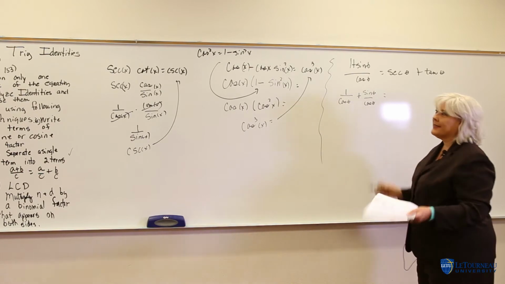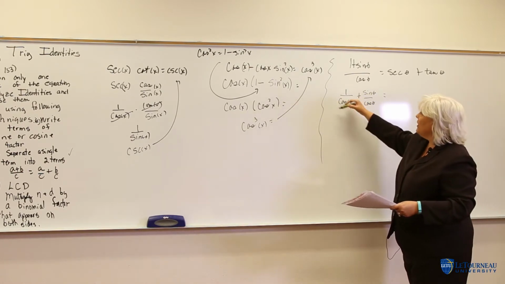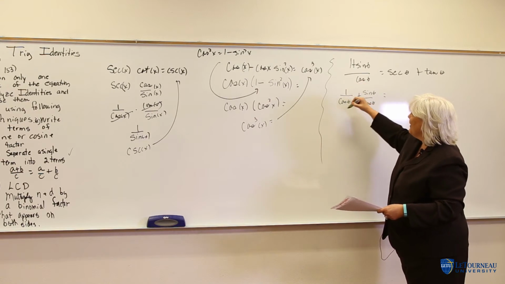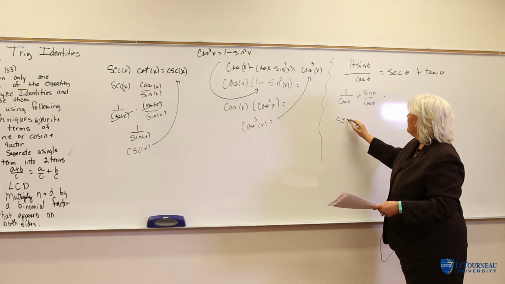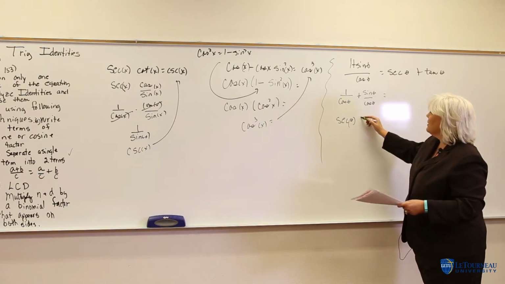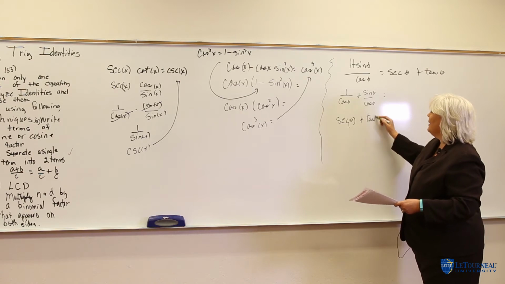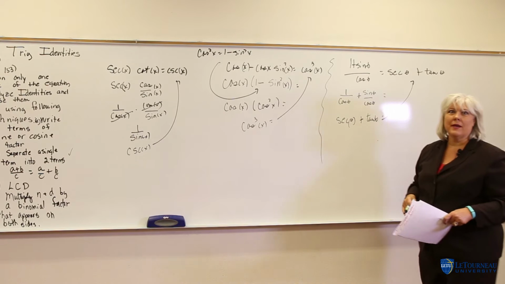and then I'm going to look at my identities. Keep your identities close so that you can see, well, this 1 over cosine is the same thing as secant theta. Sine theta over cosine theta is the same thing as tan theta, and I'm done. This side looks like that side. That is my goal.